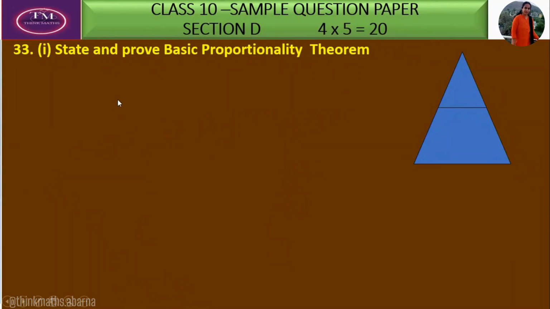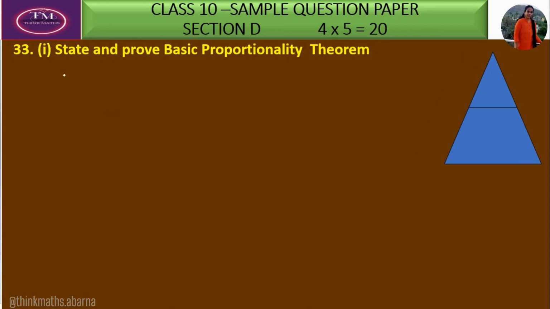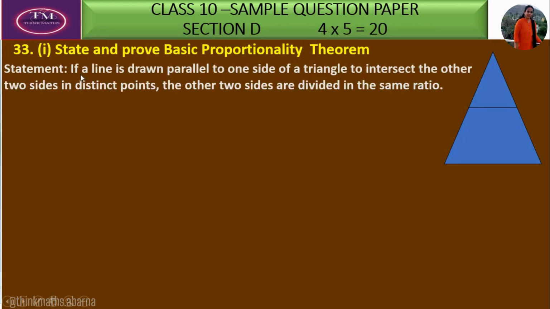33. State and prove the basic proportionality theorem. You all know this, already you are familiar with this theorem. So let us start writing the proof. What is the statement? We all know that if a line is drawn parallel to one side of a triangle to intersect the other two sides in distinct points, the other two sides are divided in the same ratio. This is the statement. Now here ABC is a triangle.